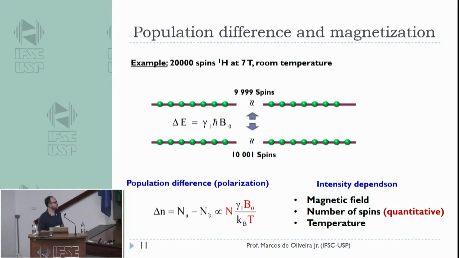So NMR has relatively low sensitivity when you compare to other spectroscopies. And the intensity of our signal will depend on this n factor here, the number of spins we have in the sample. So it's quantitative. The NMR gives a quantitative result. It depends on the magnetic field and also on the temperature.